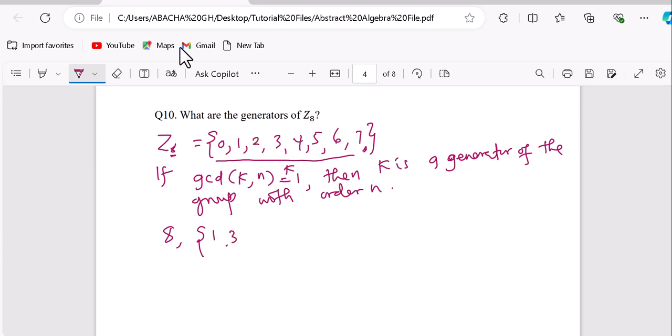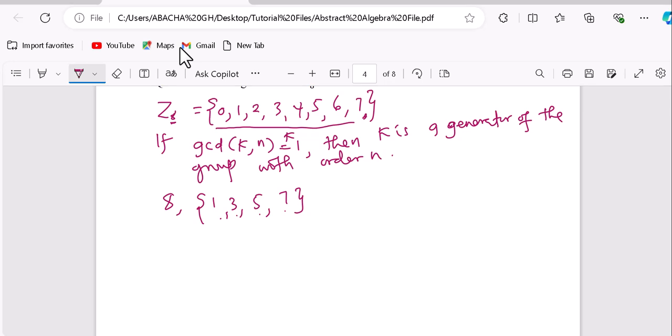3, yes, 3 is a generator. 4 cannot be a generator. 5 has to be a generator. 6 cannot be a generator, and 7 has to be a generator. So the generators of Z8 are 1, 3, 5, and 7. And they are 4. Each of these, if we want, we can test to see whether it actually is a generator.